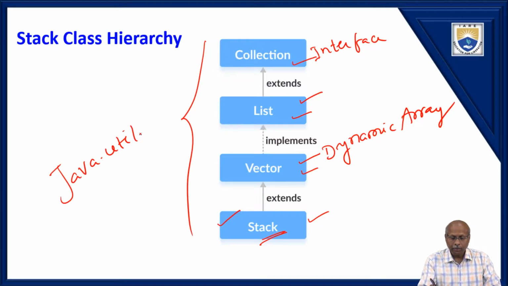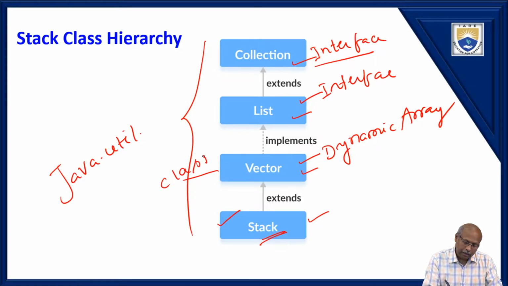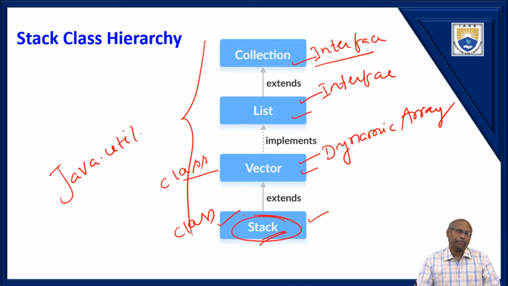So please remember, collection is an interface, list is also an interface. This interface has a set of methods, and those methods are implemented in this class. So vector is a class. Similarly, stack is also a class. Okay. So today we will be using the stack class. So remember, stack is derived from the vector class. Vector implements the list interface. The list interface extends from collection.